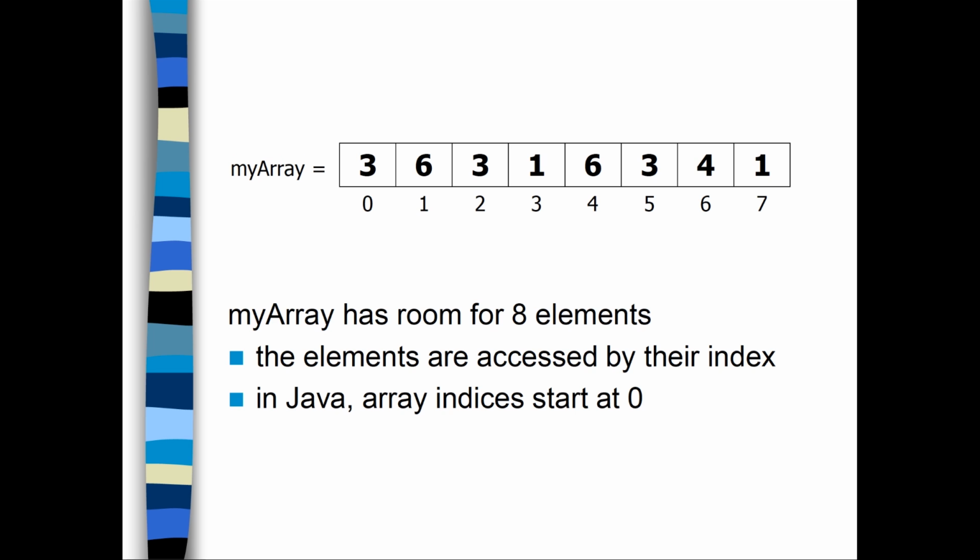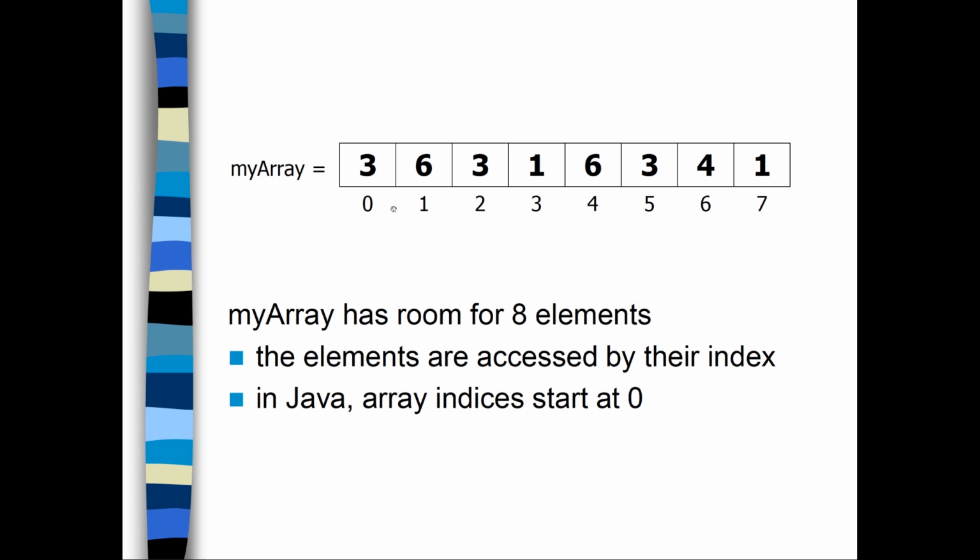Let's understand how an array is stored inside memory. Consider we have created an array, myArray, of integer type, and it has 8 values stored inside that array. Those are 3, 6, 3, 1, 6, 3, 4, 1. These are the contiguous memory locations allocated to this array.